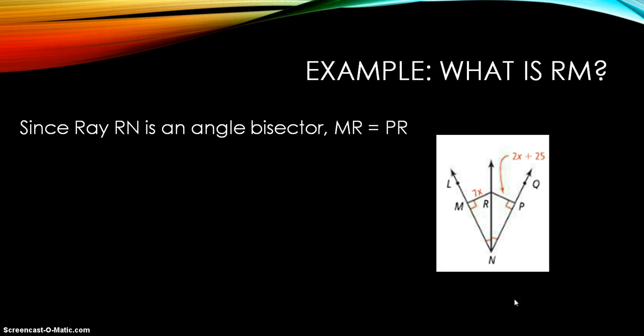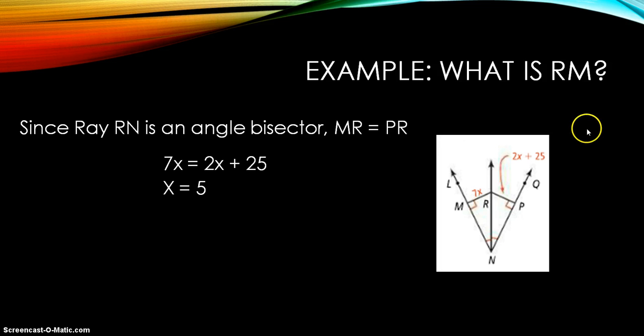So RN is an angle bisector, that means MR is equal to RP. So once again, we're going to set up an algebraic equation. I'm going to set 7x equal to 2x plus 25, and I'm going to solve. I'm going to subtract 2x from both sides, getting me 5x, and then I'm going to divide. In this case, I coincidentally also get x is equal to 5.